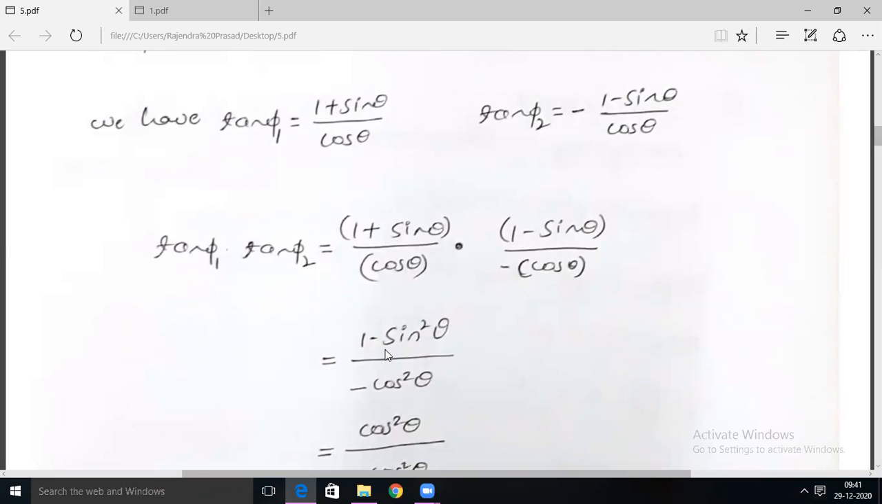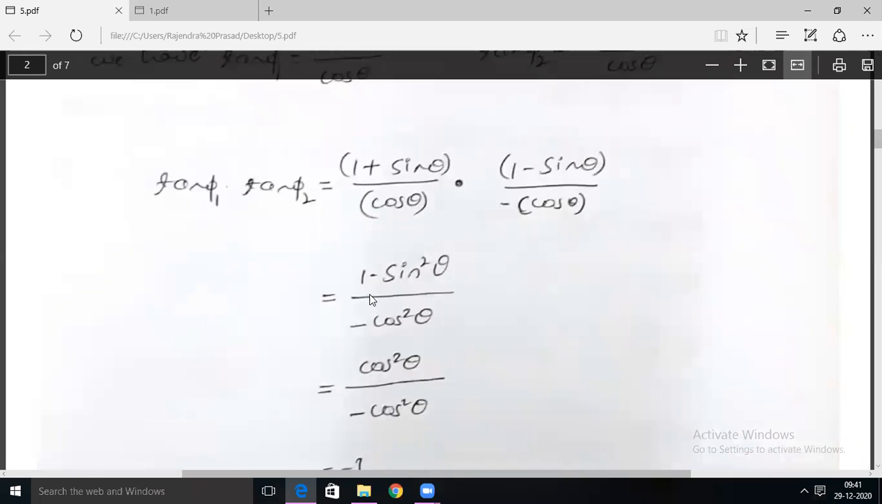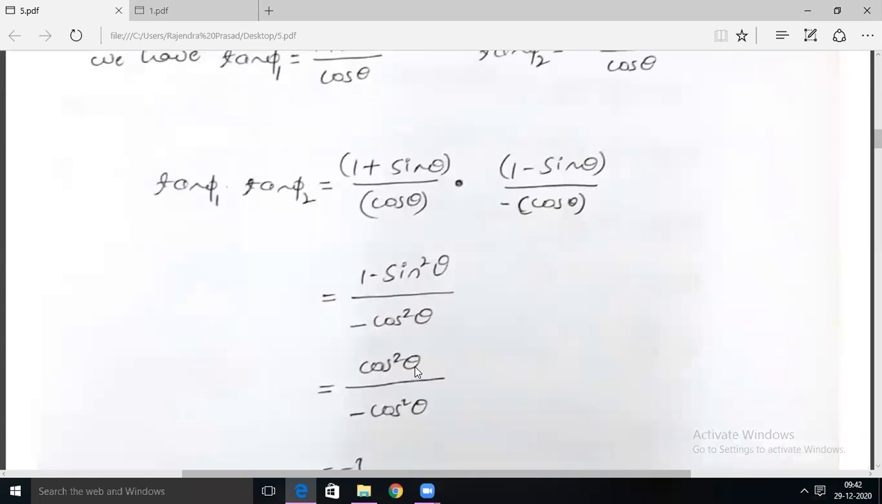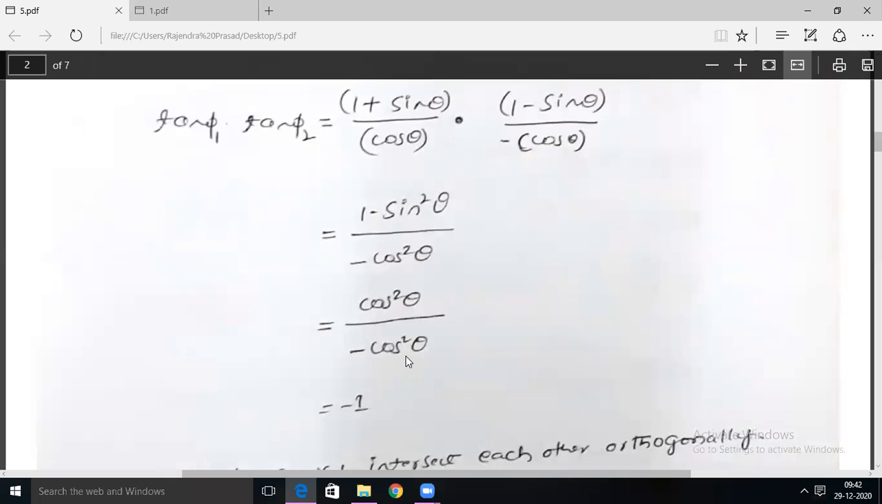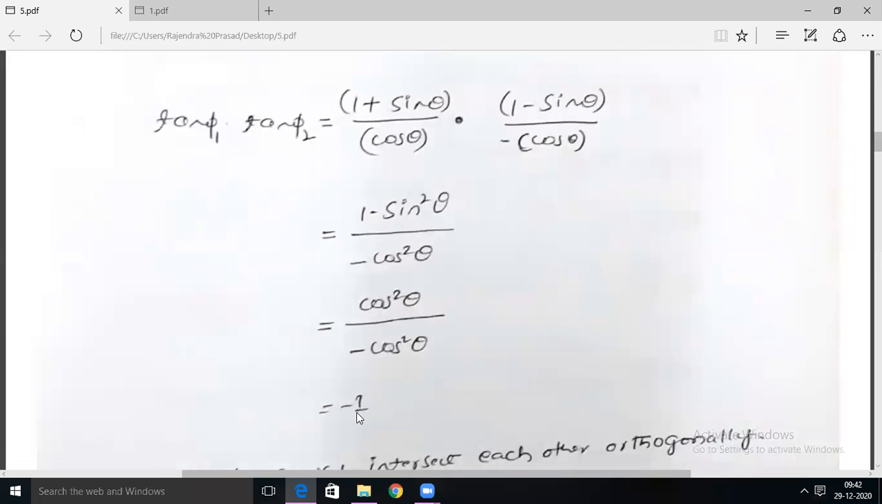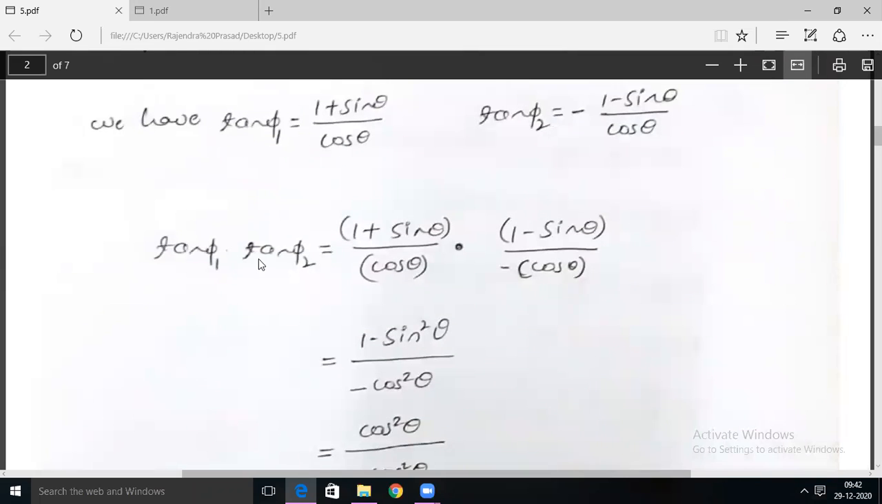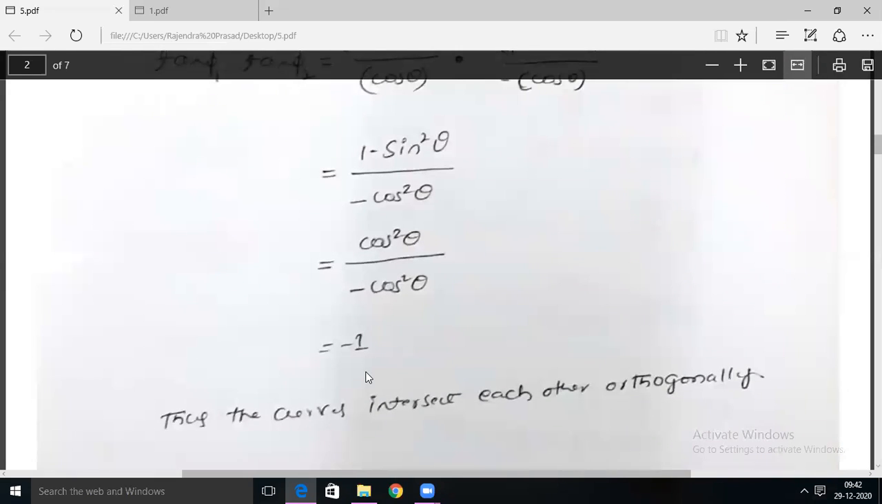So obviously we get 1 minus sin square theta upon plus into minus, cos theta into cos theta, cos square theta. We know that 1 minus sin square theta we can write as cos square theta, because sin square theta plus cos square theta is equal to 1. So the denominator cos square theta, keep as it is; numerator cos square theta and denominator cos square theta get cancelled, so we get -1, right? So tan phi 1 into tan phi 2 is equal to -1 we get. Thus the curves intersect each other orthogonally.